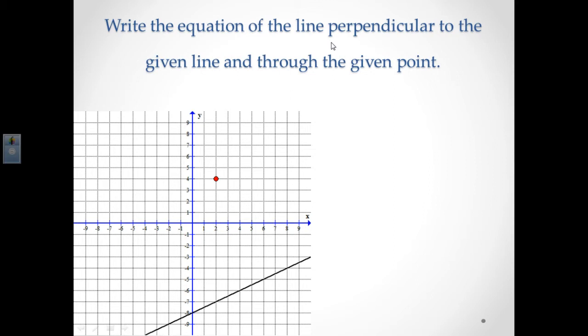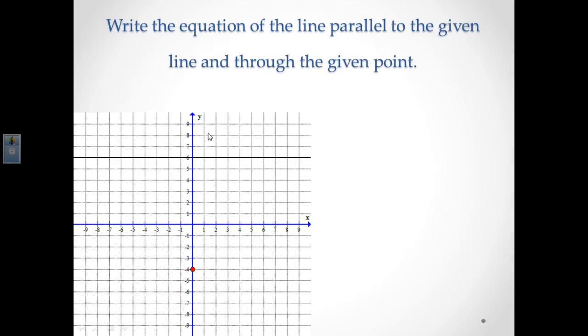Okay, very similar situation, same point, same line as the prior example. This time, however, write the equation of the line that is perpendicular to the given line and through the given point. So go ahead and pause the video and do this problem. All right, so the answer for this problem should be y equals -2 times the quantity x minus 2, plus 4.